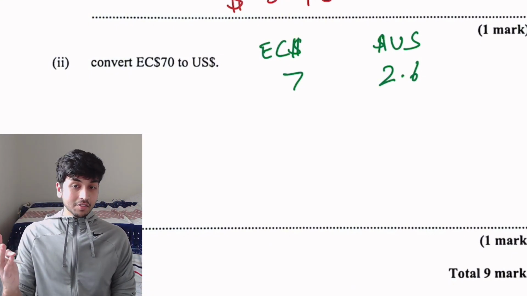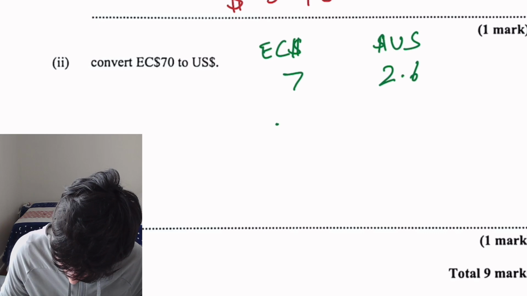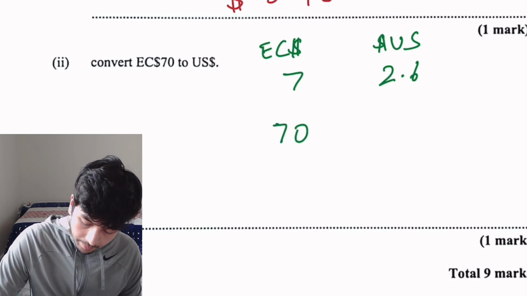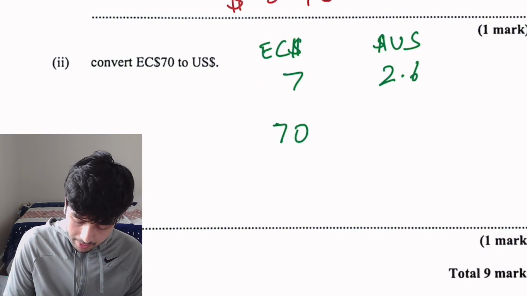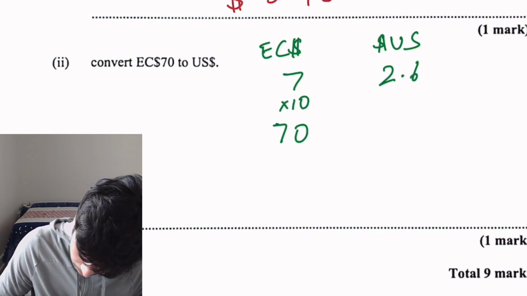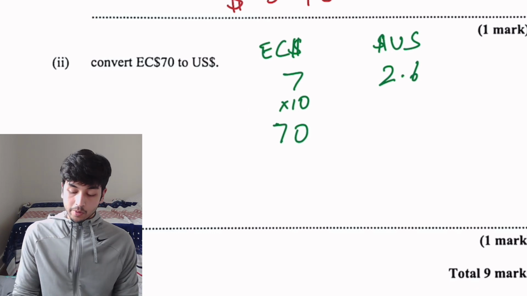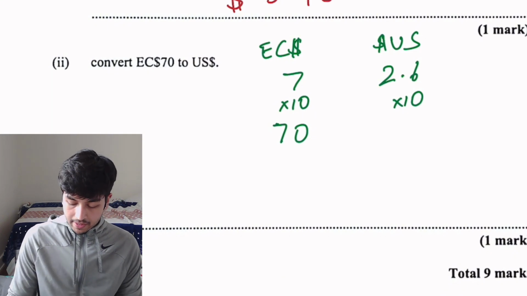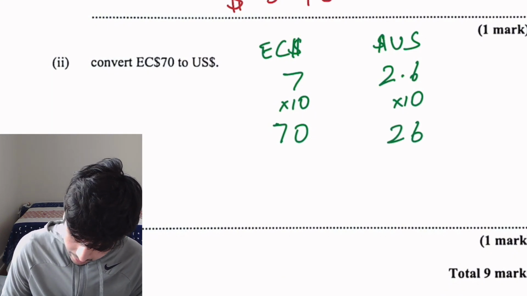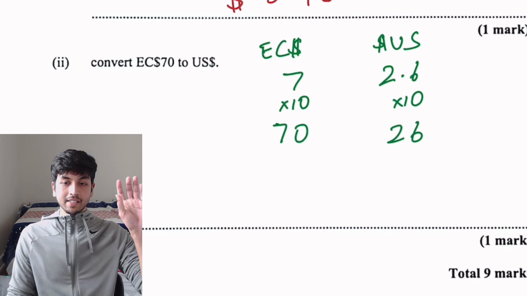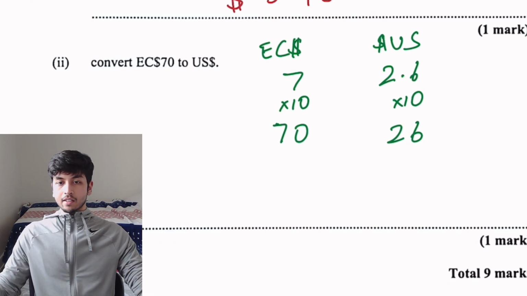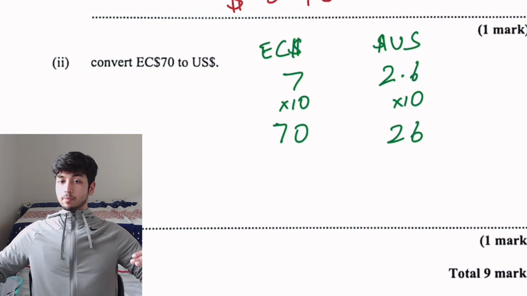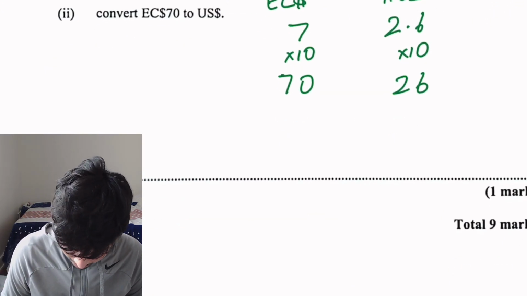But they're asking us for 70 EC. So we want to find what 70 EC is to US. So how did we go from here to here? We multiplied by 10. So to find the equivalent amount for US, we're also going to multiply by 10. And that'll give us 2.6 by 10, which is 26. So using this relationship of 7 EC being 2.6 US, we can tell that 70 EC is 26 US, because we just multiply both sides by 10. And so the answer is 26.